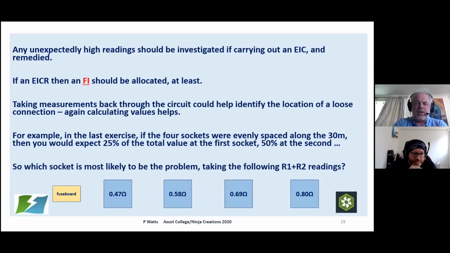Okay. So the first socket is 7.5 meters from the board, the second socket is 7.5 meters from the first socket. We're going up 0.11 ohms from 58 to 69, from 69 to 80, aren't we? Yeah. So you look at that and straight away common sense tells you that the problem is going to be at that first socket. That first leg. Yeah. The first leg is where the issue is. So you can use these calculations to actually indicate and help you with fault finding.